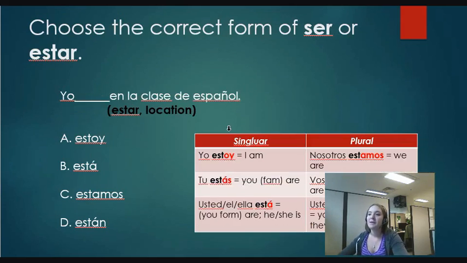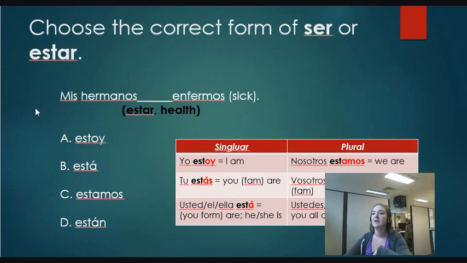The next one says yo blank en clase de español. I am in Spanish class. So, of course, we have to go with the yo form, upper left-hand corner. Estoy. Next one says mis hermanos blank enfermos. My brothers and sisters are sick. So if it's like saying they're sick, you think, ellos, that's the word for they. And the form that goes with ellos, bottom right-hand corner, is están. So that would be D.